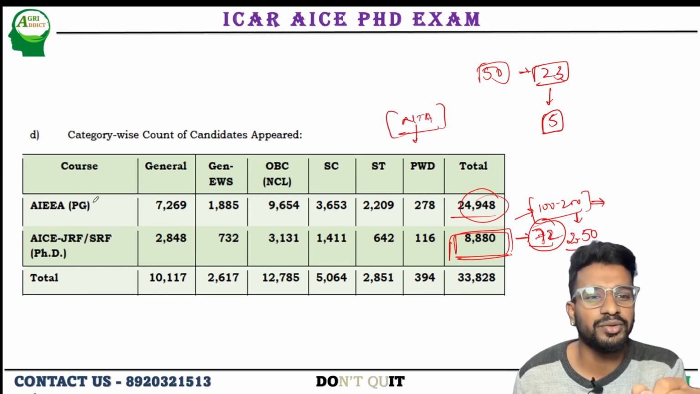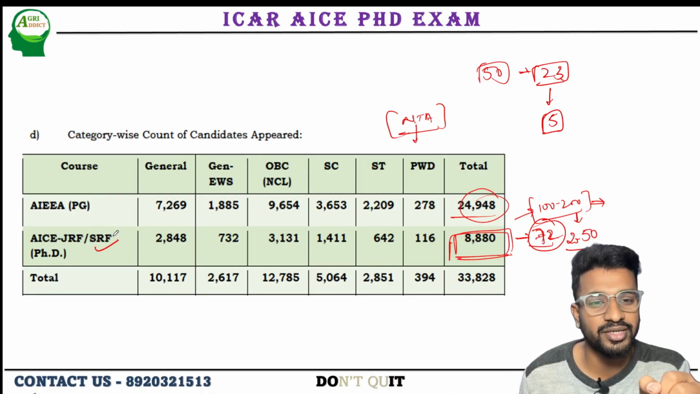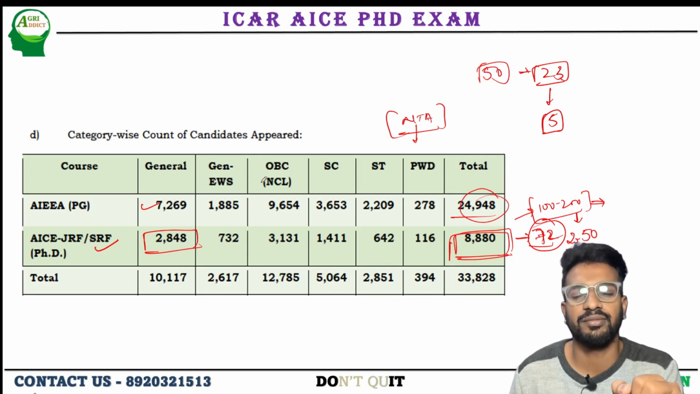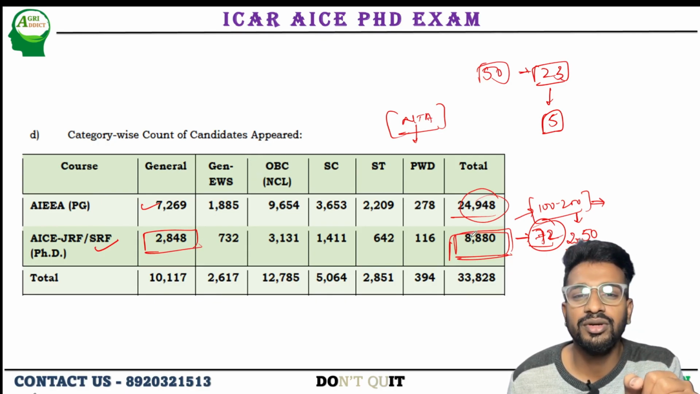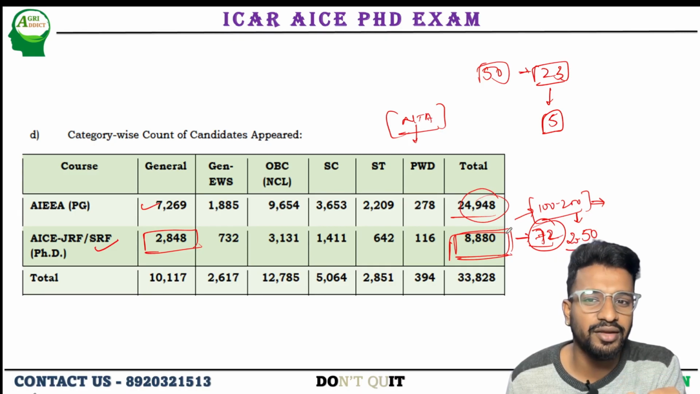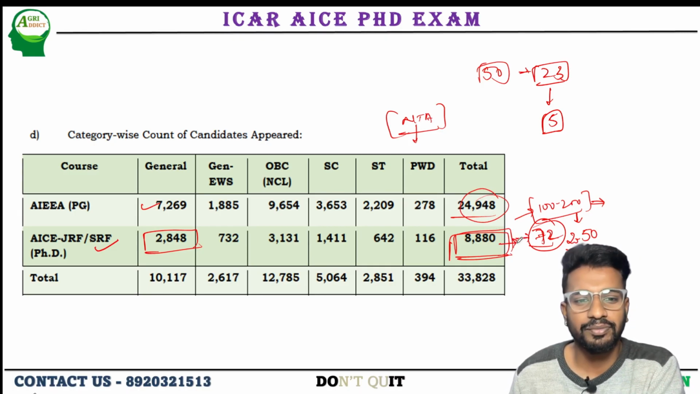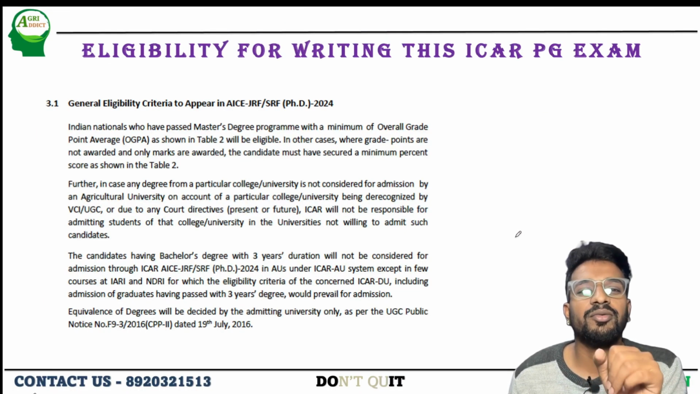In the previous year, the total number of students who attended the ICAR PG exam and the PhD exams from the general category, these are the numbers, and for the different categories, these are the numbers, and the total sums up to 8,880 for the PhD exam. Next, talking about the eligibility.